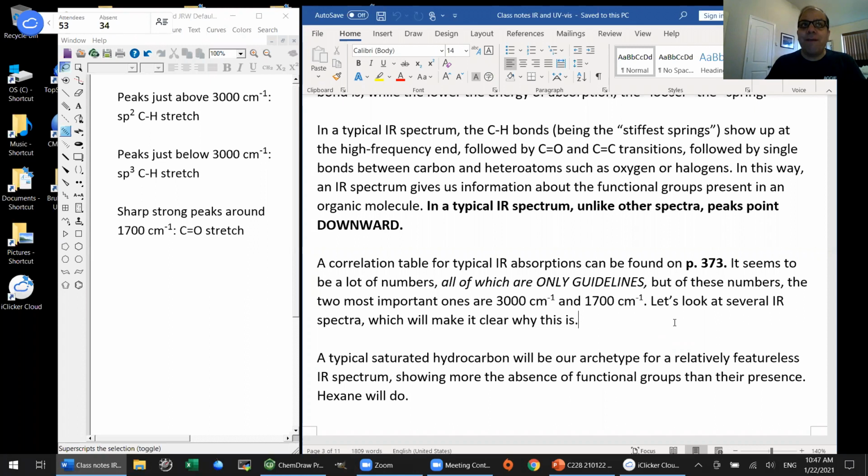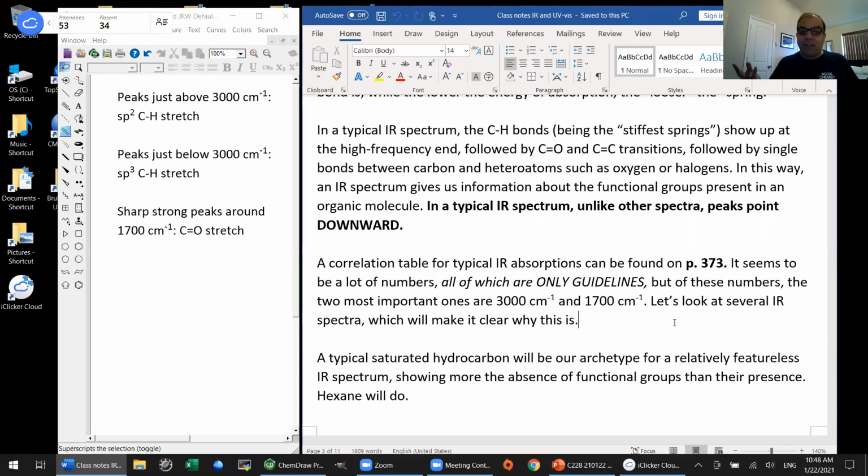But especially, please be aware, all of those figures on page 373 are only guidelines. They just tell you where peaks of a certain type usually show up. And I'm going to try to convince you that really there's only about 2 numbers that you need to memorize. I think 2 numbers is not too bad. And those 2 numbers, for my money, are 3,000 and 1,700. So those I really think are the only 2 that you need to memorize, if even that. But if you did have to memorize numbers, those would be the 2 I would recommend.